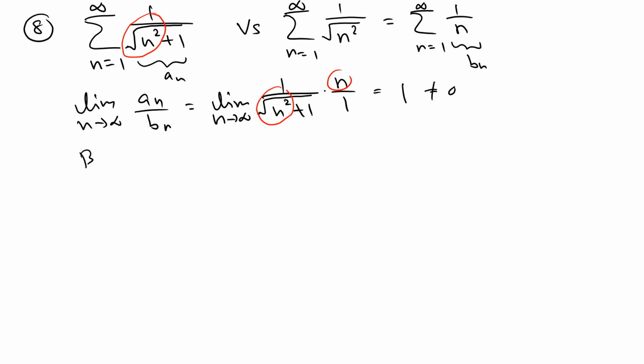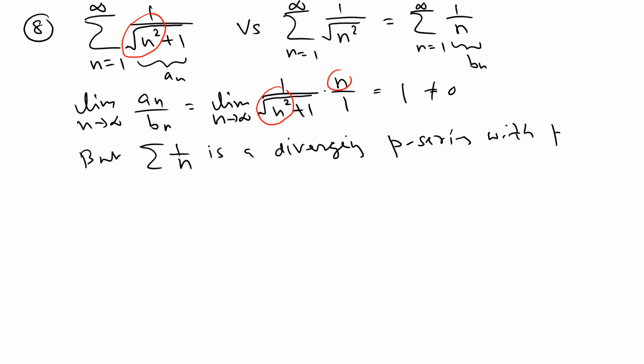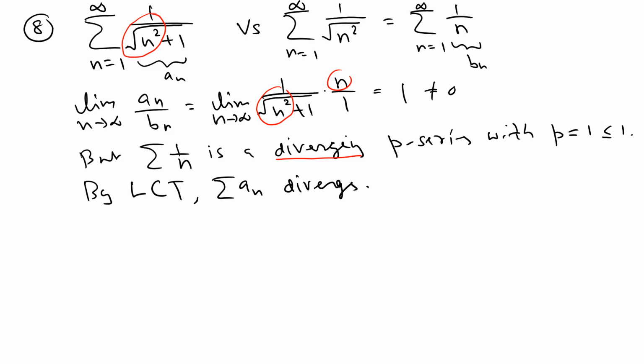But we know that the sum of 1 over n is a diverging p series with p equal to 1, which is less than or equal to 1. So it's a diverging p series. Therefore, by the limit comparison test, the original series diverges. Very simple. Let's look at the next example.